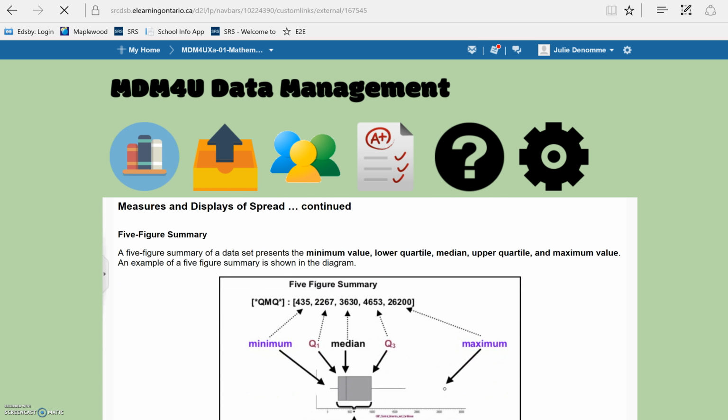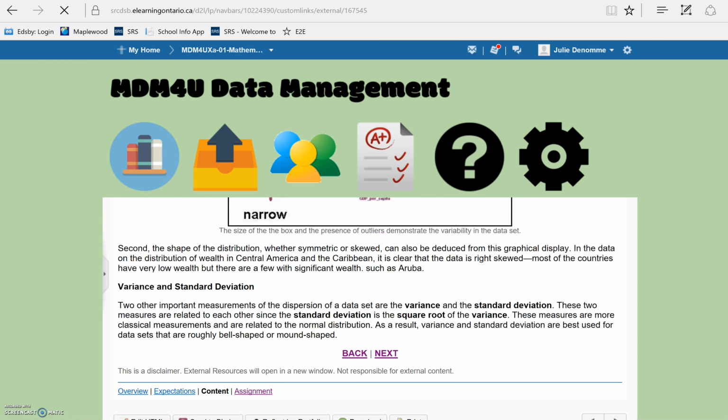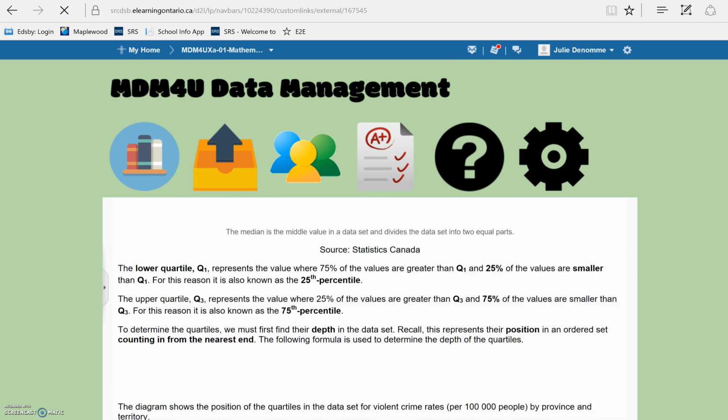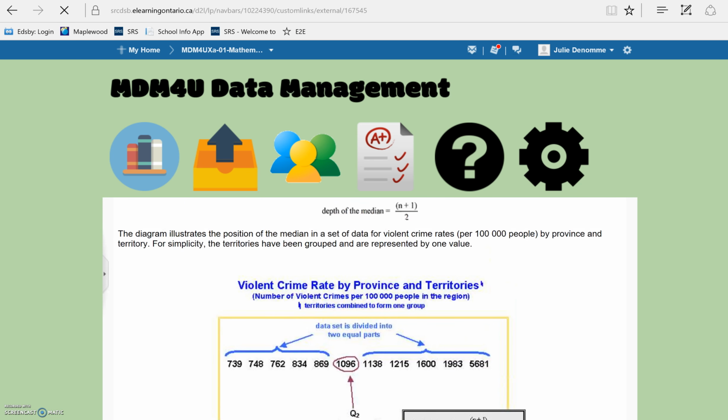So it's the minimum, the lower quartile, which is Q1, the median, which is Q2, the upper quartile, which is your Q3, and the maximum value. So there's where they talk about the 5-figure summary. I'm just wondering how they show how to find Q1, Q2, and Q3 here. So here they go, there we go.